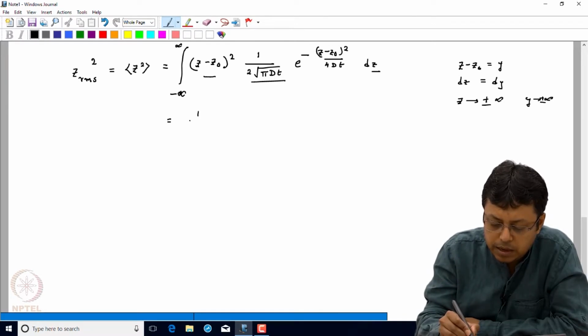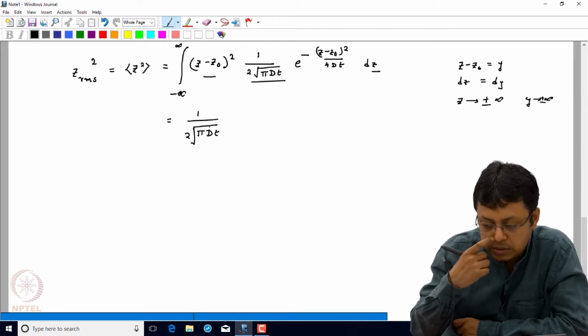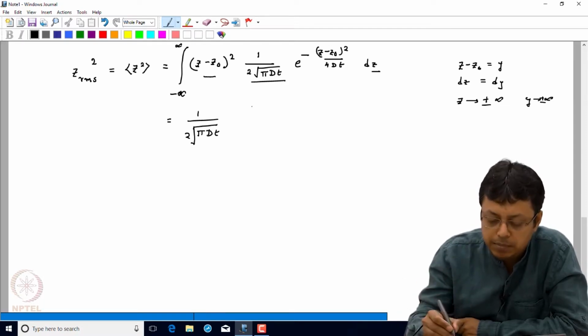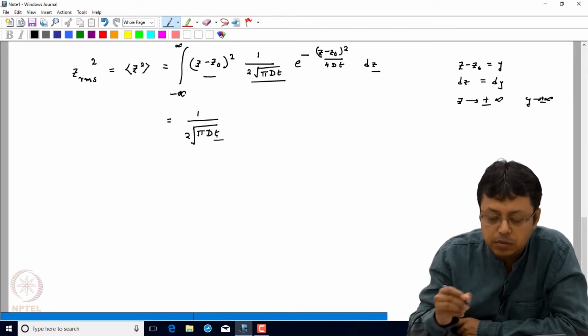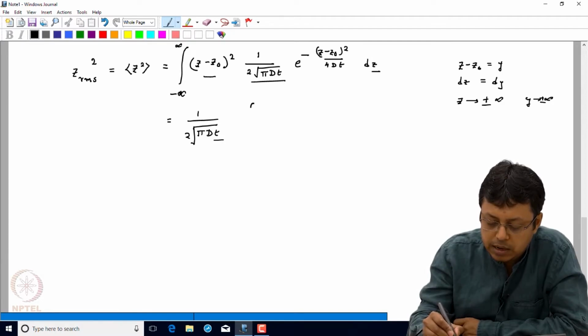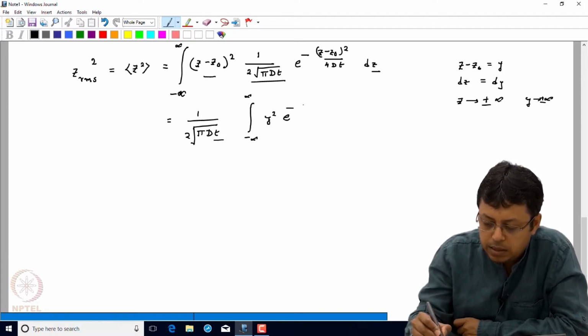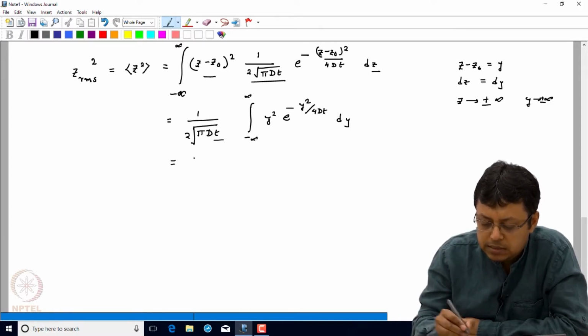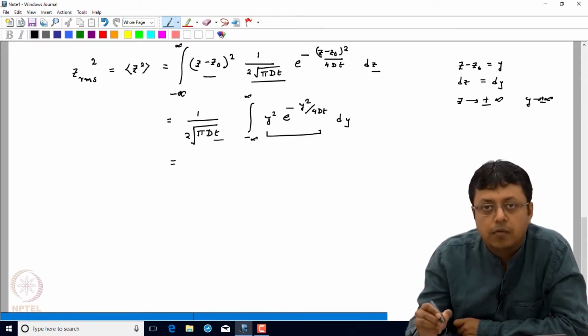So I'll have 1 by 2 inside square root, I have pi dt. So I'm actually integrating over space, so all the time part actually comes out. So it's a special integration, and then I have minus infinity to plus infinity y square e to the power minus y square divided by 4 dt into dy. Now this is an even function of y.